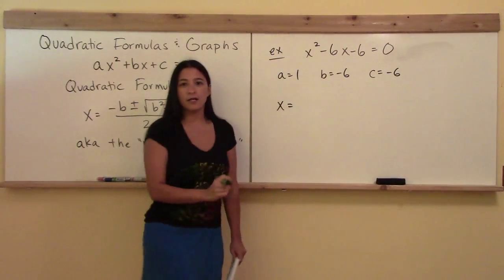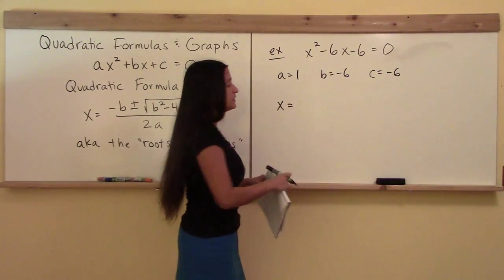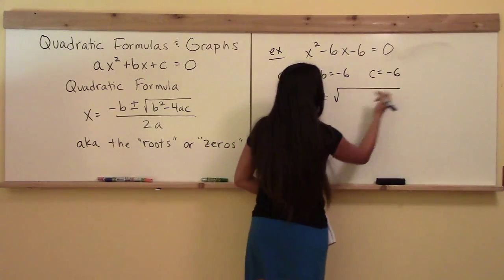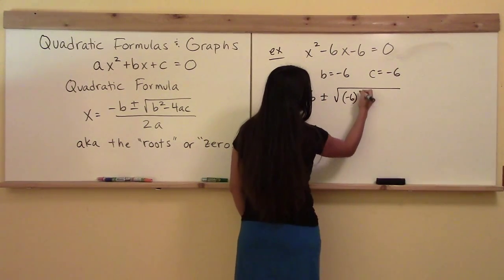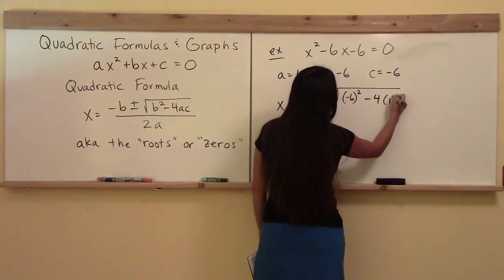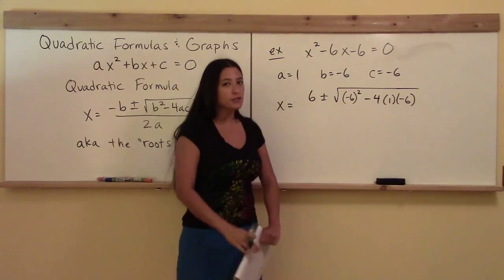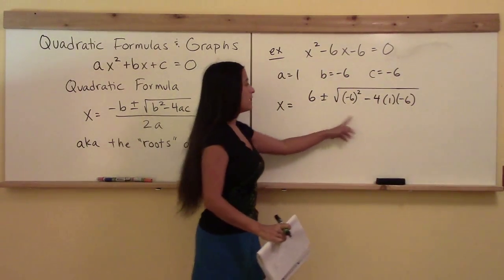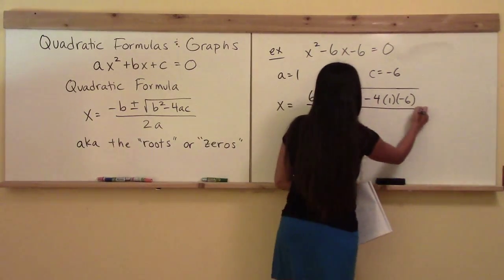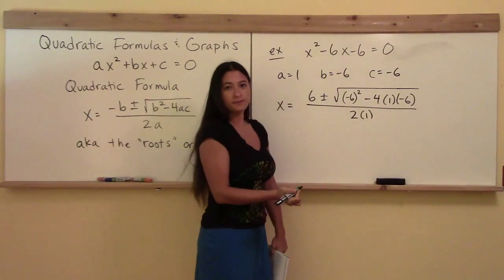Minus b. Okay, minus b. b is already minus 6. So minus b is a positive 6. Plus or minus the square root of b squared, so I'm going to square that minus 6, minus 4 times a times c, and that's a minus 6 as well. So the first thing I would say is watch out for all the minus signs everywhere. Don't forget about divided by 2 times a, so 2 times 1.